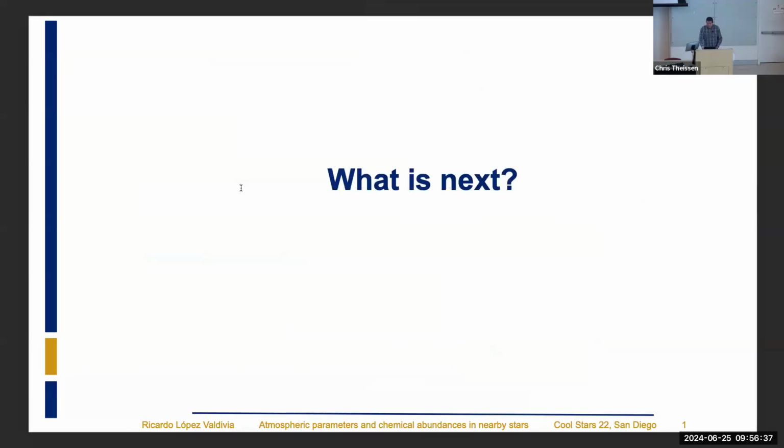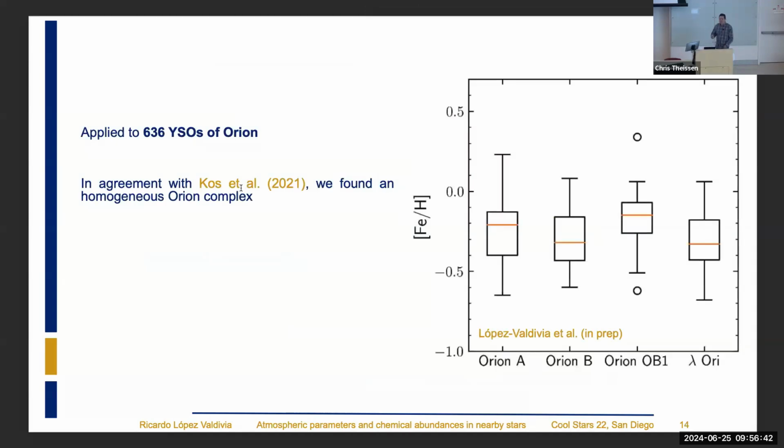So what's next? As I said in the beginning, our goal is to apply this to the pre-main sequence stars. That's the real goal of all of this. But we needed to be sure that we are doing a good job. So these are preliminary results in this sense. We apply all our techniques to more than 600 young stellar objects located in Orion in these 4 different groups. Here I show you we have the atmospheric parameters for these YSOs. We have the abundances for these 5 elements.